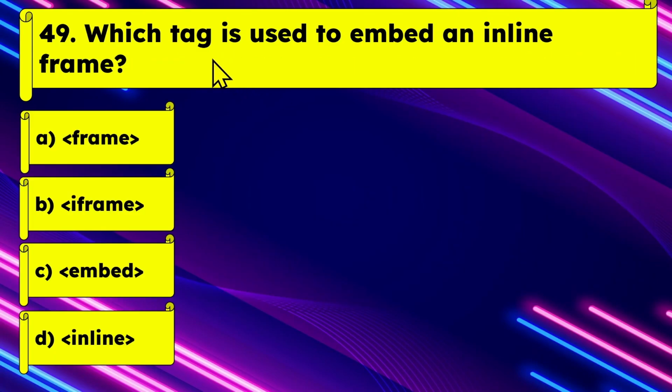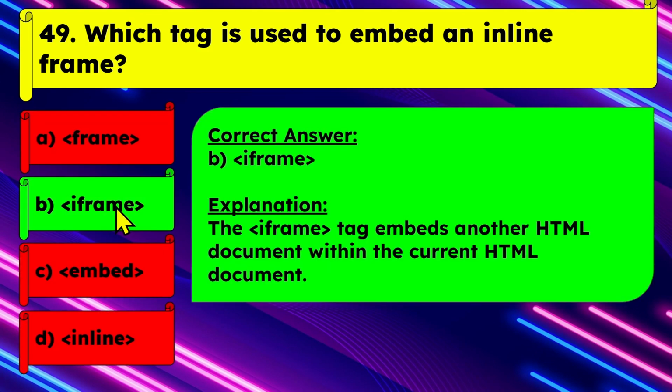Our next question is, which tag is used to embed an inline frame? Option A, frame tag, option B, iframe tag, option C, embed tag, or option D, inline tag. So here the correct answer is option B. As you can see, the iframe tag embeds another HTML document within the current HTML document.